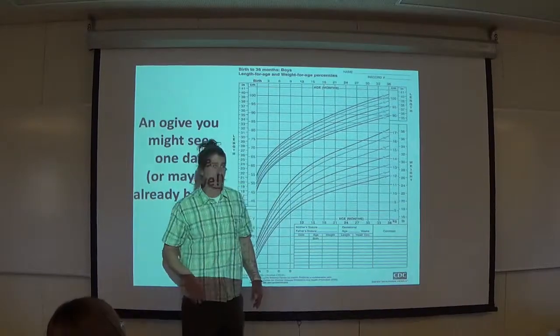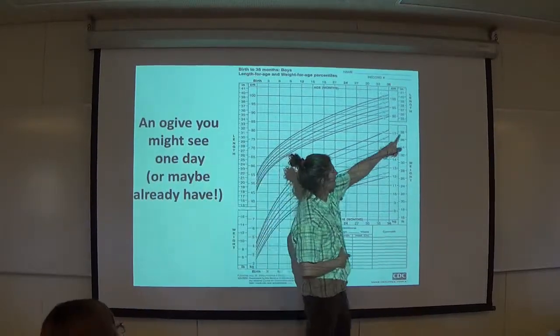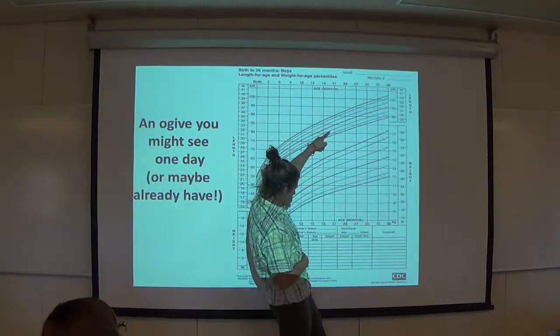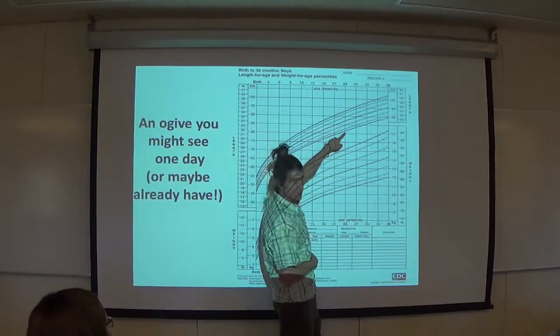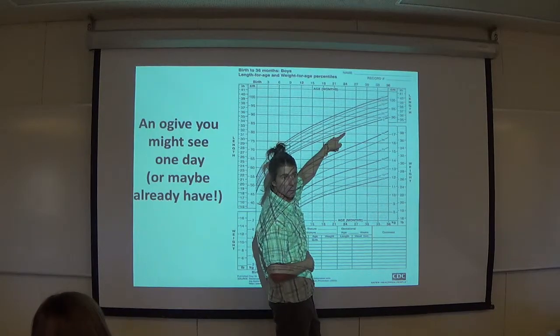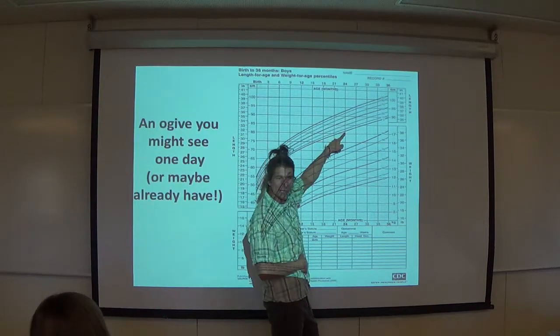Here's something else to think about. What if your kid clocks in at 38 pounds at 24 months? So it puts him about here. What do you call him? Samoan. The Samoan.